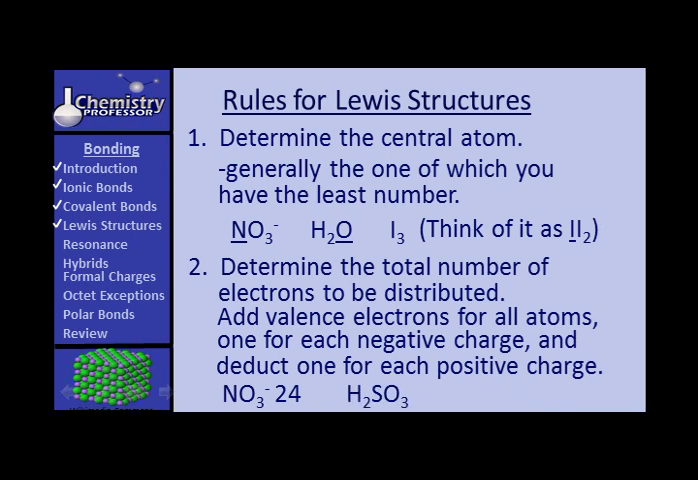Now let's look at H2SO4. What is the central atom? And the answer is sulfur. Now, I'll wait just a minute. You figure out how many electrons we're going to distribute for sulfuric acid. And did you come up with this? Did you get 26? 6 for sulfur, 6 for each of the 3 oxygens, and 2 for hydrogen? Sure. Well, look at this one. ICl2 with a negative charge. Figure it up.